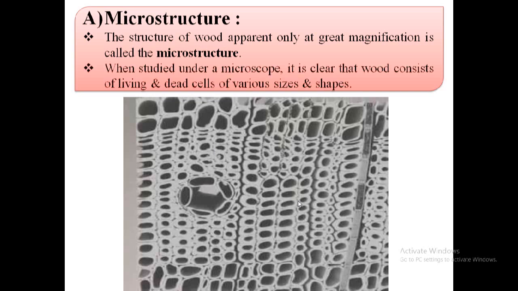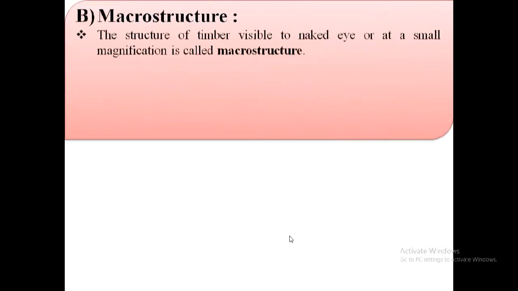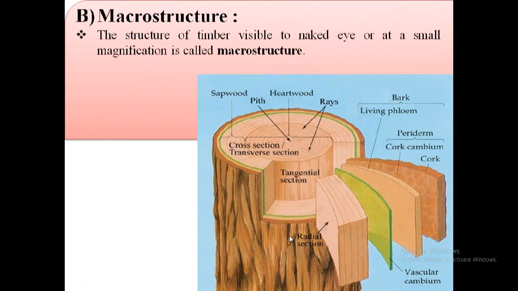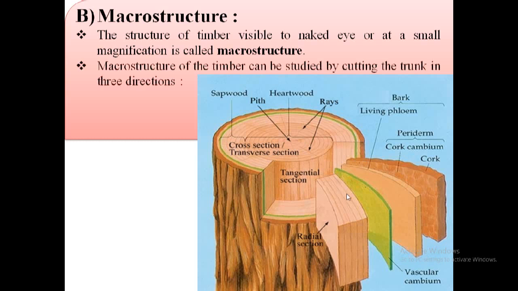When studied under the microscope, it is clear that this wood consists of living and dead cells of various sizes and shapes. Now we will see about macrostructure. The structure of timber visible to the naked eye or at a small magnification, as shown in this image, is known as macrostructure. Macrostructure of the timber can be studied by cutting the trunk in three directions.